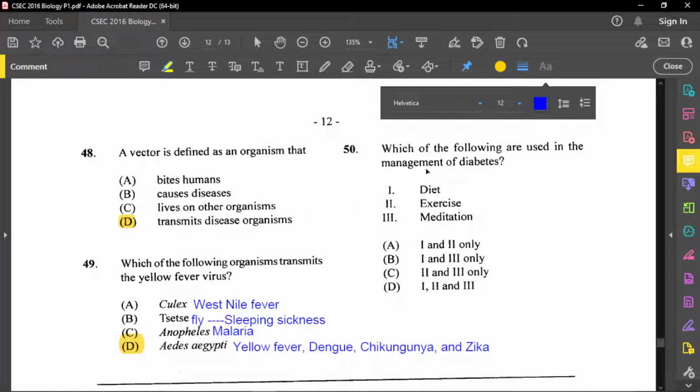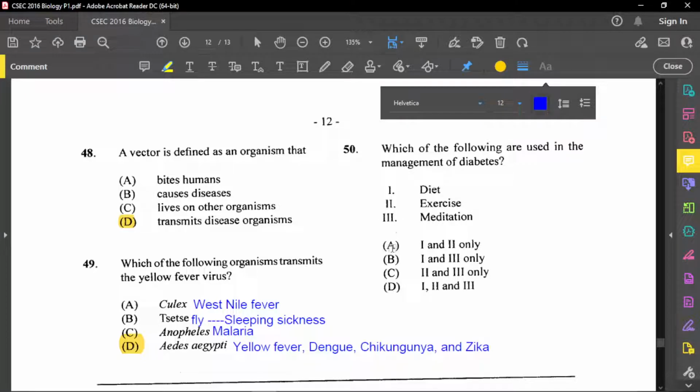Now 50. It says, which of the following are used in the management of diabetes? Dieting is very good because you're going to stay away from sugar and starchy stuff, or complex carbohydrates. Exercise is a good way. Meditation, yeah, you can meditate for anything, but not necessarily for diabetes, because if you're not producing insulin, there's no way you can meditate your way out of it, unless it's a miracle. So the meditation thing, no, it's not a medical thing.